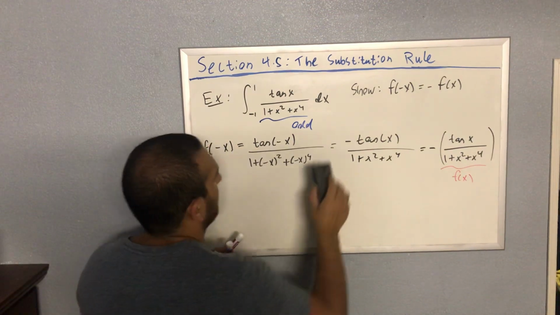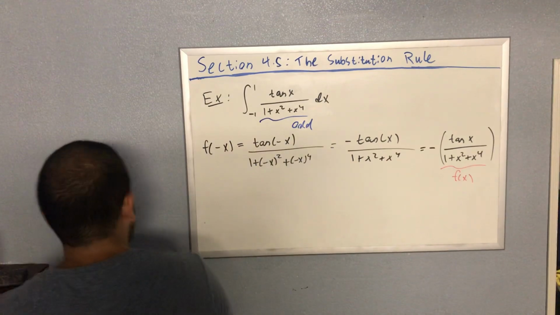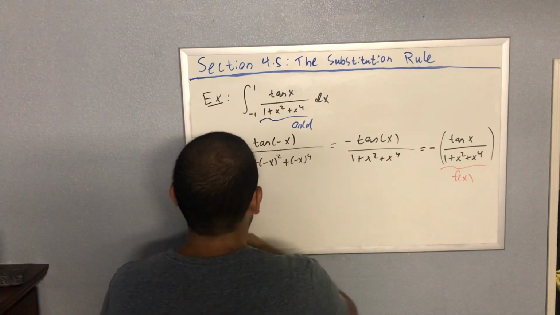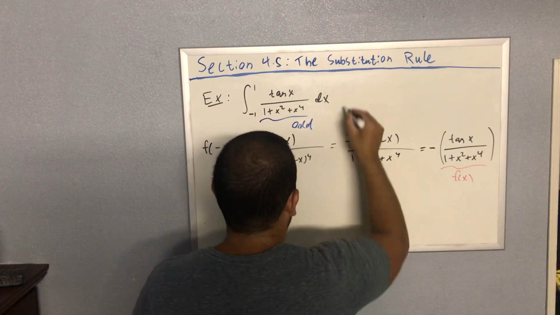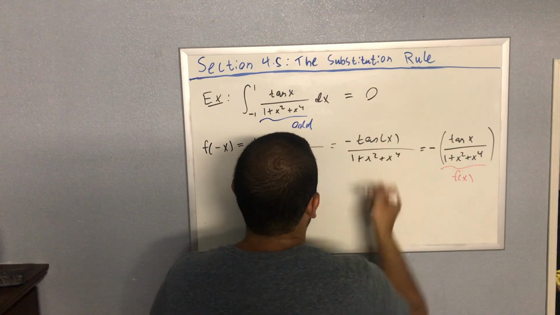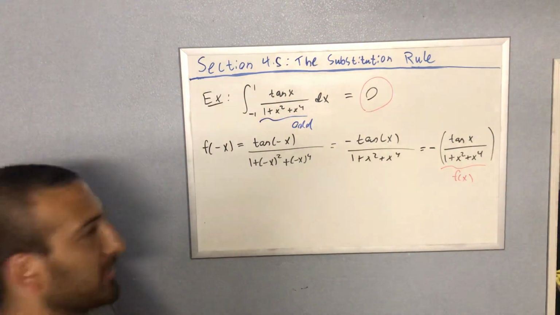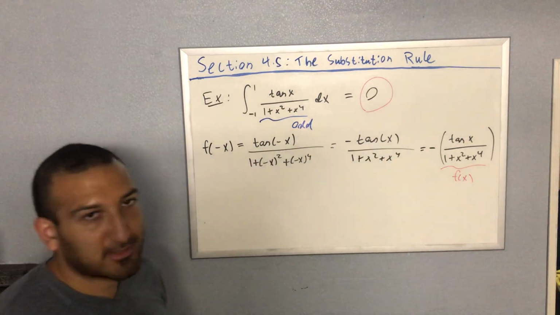Okay, and now this is super easy. We just know that since it's odd over a symmetric interval, this is just 0. Nice and easy. That's the answer. So this is pretty nice. You just say, oh, it's 0 because it's odd. Very nice.